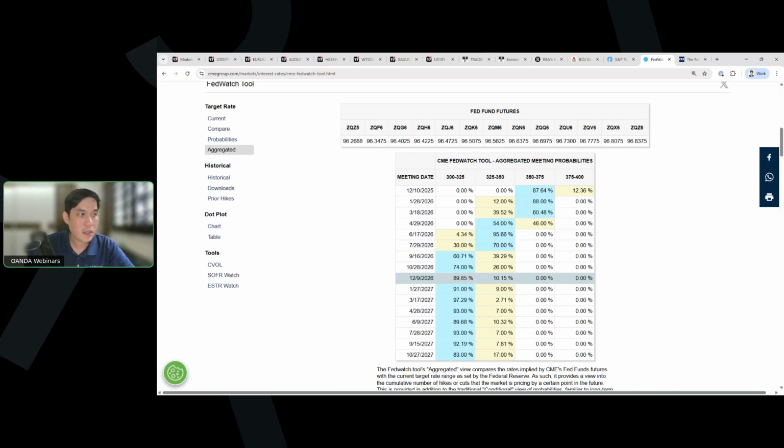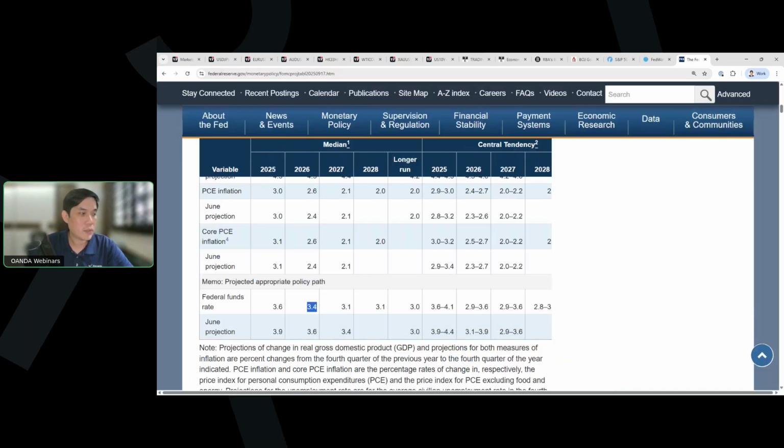89.85%, so 90% chance that the Fed funds futures market traders have priced in, based on the latest price action of their trading activity, that the Fed funds rate will be lowered by the end of 2026 to 3% to 3.25%. So that actually indicates potentially at least 2 interest rate cuts of 25 basis points each for 2026. So this 3% to 3.25% is much, much lower than what the Fed has penciled in or projected in the previous dot plot release in September.